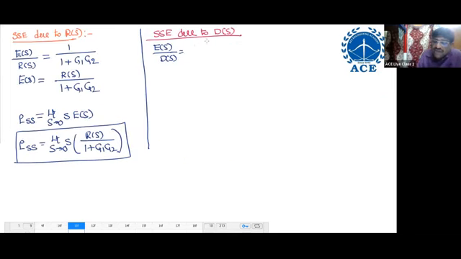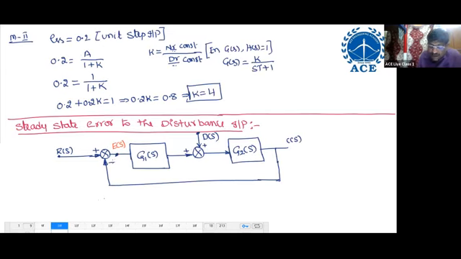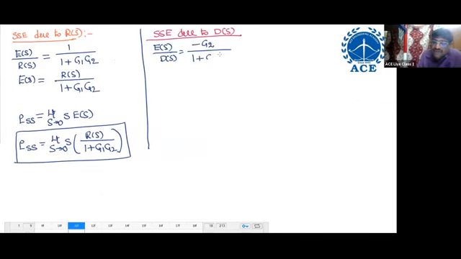So minus G2 by 1, opposite sign of the loop gain. What is the loop gain? 1 plus G1 G2, opposite sign. Only one loop, so opposite sign means automatically you'll get plus G1 G2. Now E of S, come on. E of S equal to what? Minus G2 D of S by 1 plus G1 G2.